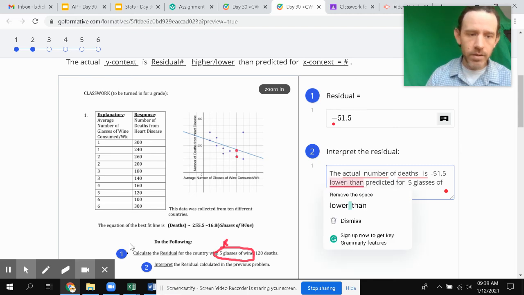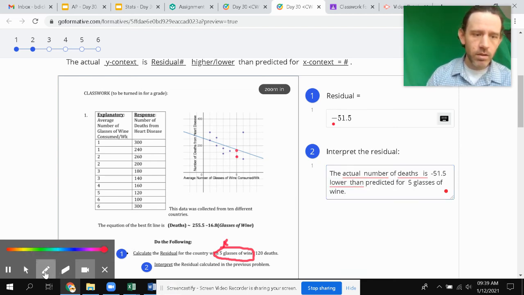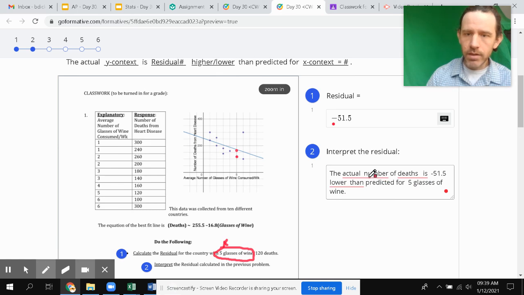So we got everything, right? We changed Y context to number of deaths right here. We included the residual number right here. We made sure that because the residual is negative, we have it saying lower. And then the last part is the X context and what number that was. And so we've changed everything we need to change, and that sentence is now accurate for this problem. Okay, do that each time and you'll be good to go.